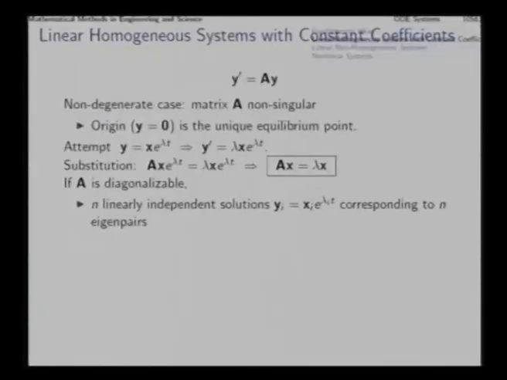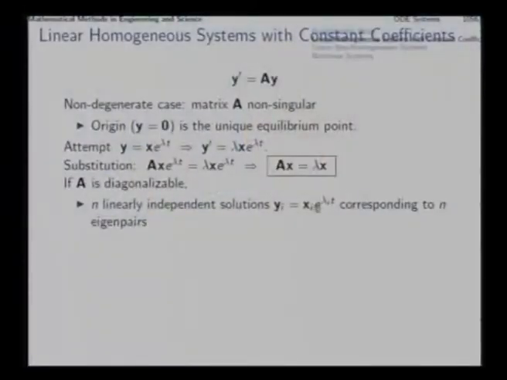That we can find out if A is diagonalizable. Then we will have a full set of eigenvectors. And correspondingly, with the help of those eigenvectors and those eigenvalues, we will get n linearly independent solutions of this differential equation. Now, these linearly independent solutions, y 1, y 2, etcetera, will form the basis for the complete solution of this system, right.